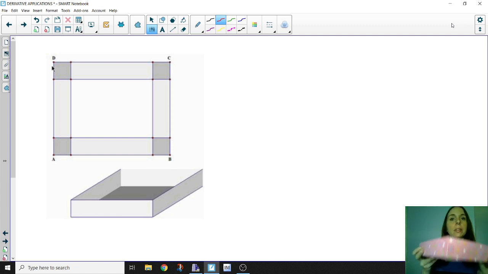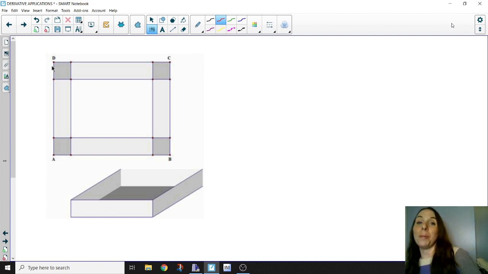Now, how did my student figure out the dimensions of this beautiful box to hold the most candy for me, or whatever it is that we want to put in here? Well, she used calculus. She used derivatives. Oh, and I have a whole bunch of these, by the way. You want to see them all?